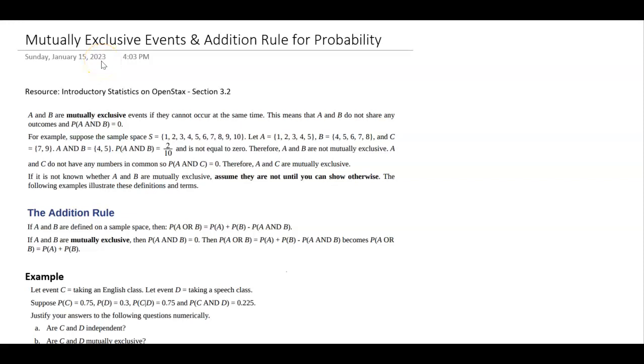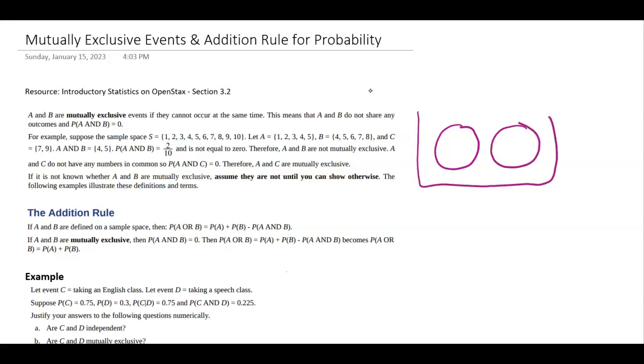All right, this video is going to talk about mutually exclusive events and the addition rule for probability. Two events are mutually exclusive if they cannot occur at the same time, or the probability that A and B happen is 0. One way that we can show this in a Venn diagram is with two separate circles with nothing in common in the middle.